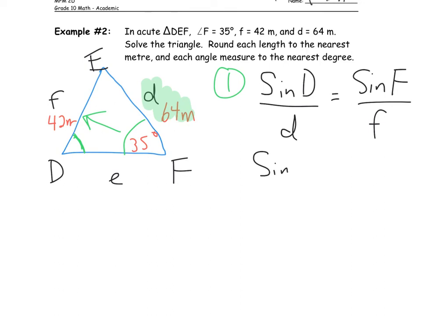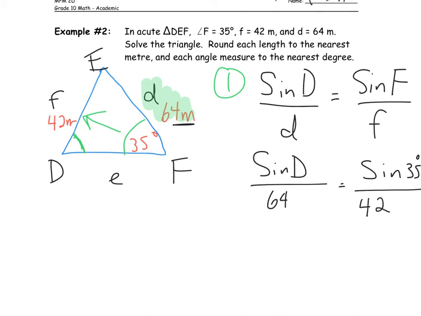So the sine of angle D is, of course, my unknown. Side little d is 64 meters. And then I have the sine of big F. That's the angle that I was given, which was 35 degrees, over length of little f, which was also given at 42 meters. So I'm going to start with the same approach that I had with the last question, where I need to isolate sine of d, and I'm going to do that by taking my 64 and moving it upstairs, just to isolate, as we have in previous questions all year long.